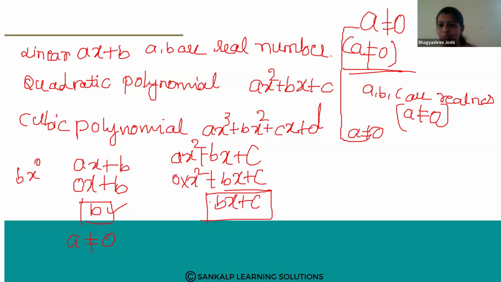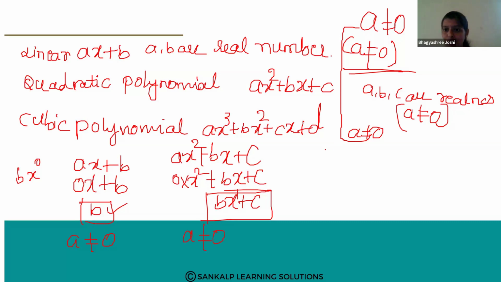No, it is a linear polynomial. Why? Because it has degree 1, the highest degree is 1. It is a linear polynomial, but we want a quadratic polynomial. For that, we want ax square. If a becomes 0, it will become a linear polynomial. Therefore, we are giving the condition that a is not equal to 0.